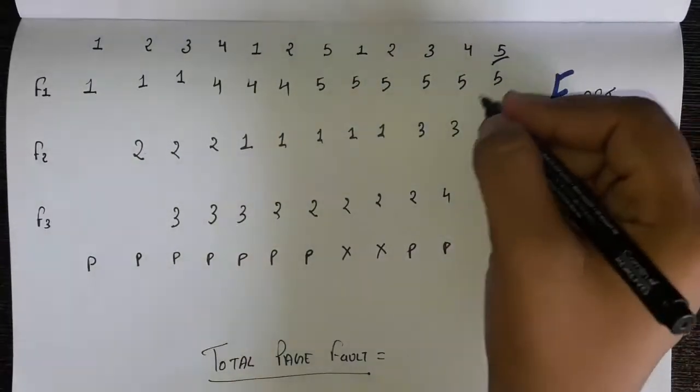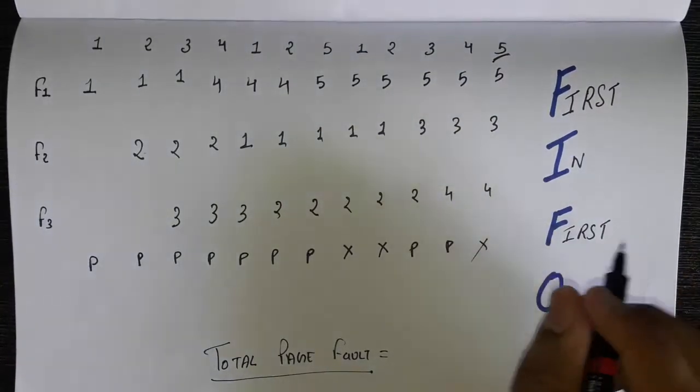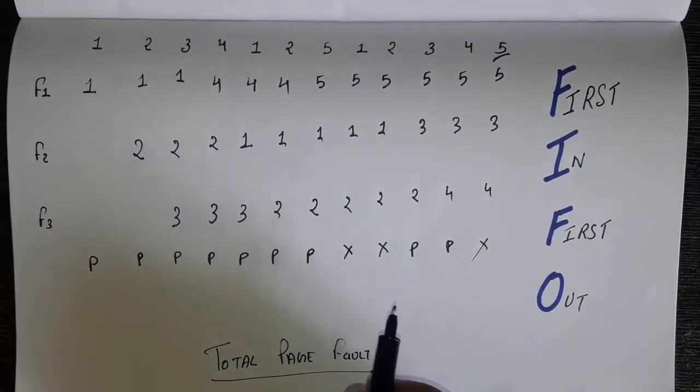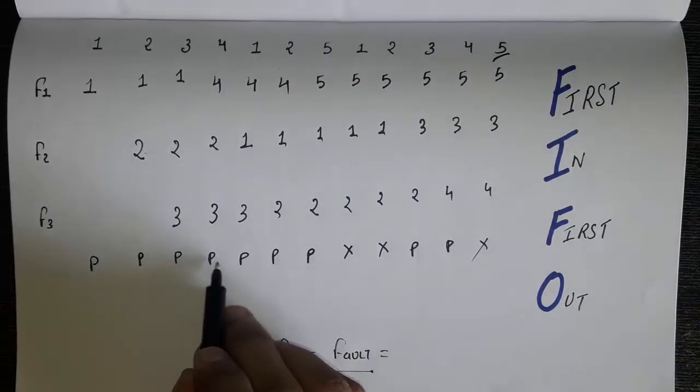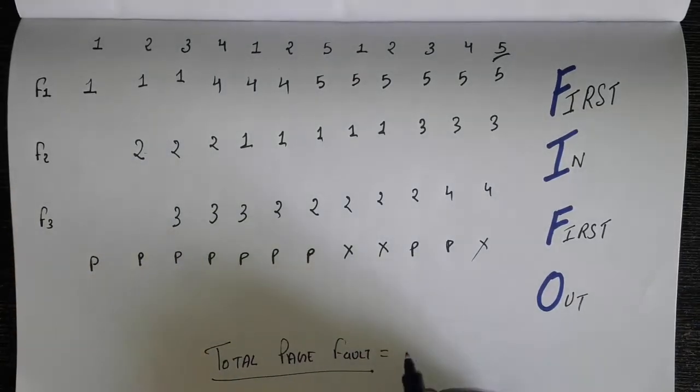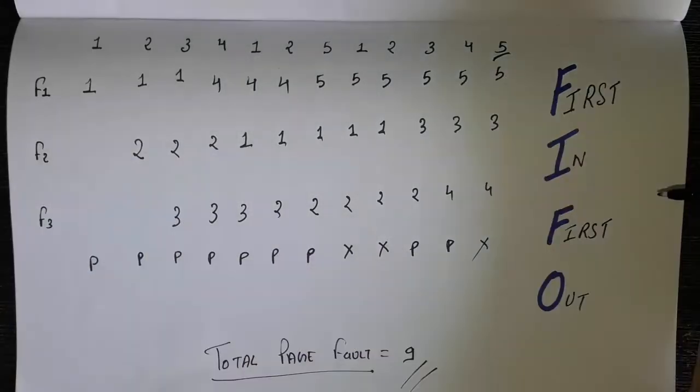And now because no new process arrives, you have to count how many total page faults occur. So 1, 2, 3, 4, 5, 6, 7, 8, 9. So the total page faults that occur is 9. This is how you can solve the page replacement algorithm using the FIFO method, which is first in first out.